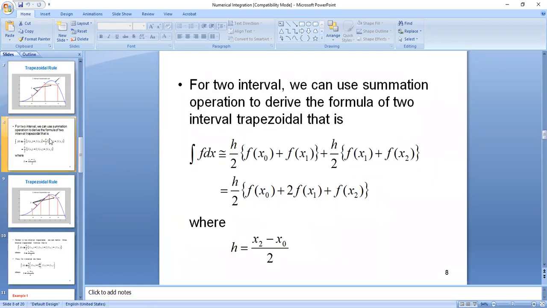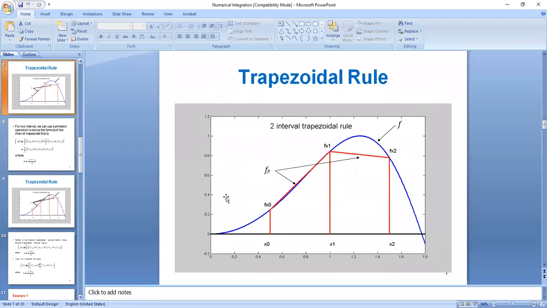you will have f of x sub 1 plus f of x sub 2. This is one parallel side plus f of x sub 2, and this is the height of your trapezoid. So what is this? x sub 2 minus x sub 1, divided by 2.